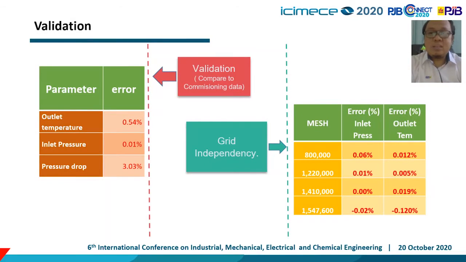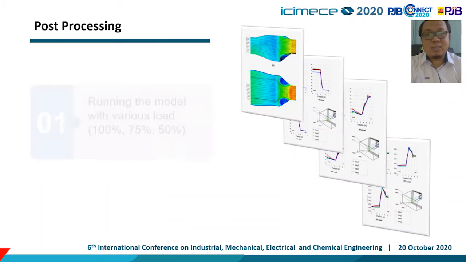The next step is validation. After the model finished, I ran the model with a 100% load and compared the data with the commissioning data, and it showed a very good result, small error. Then I conducted a grid independency study to make sure that the model is independent of the grid size, and it showed a very good result as well.